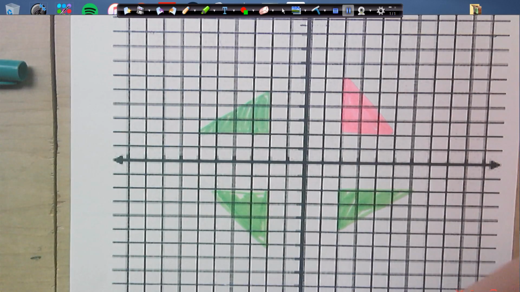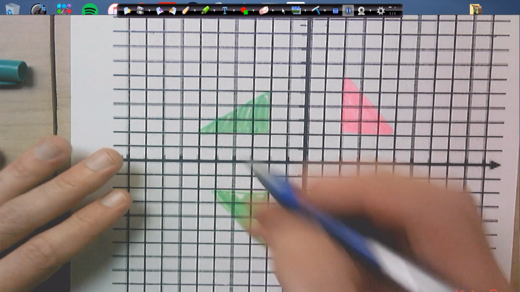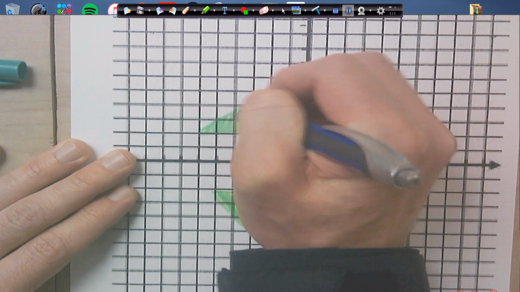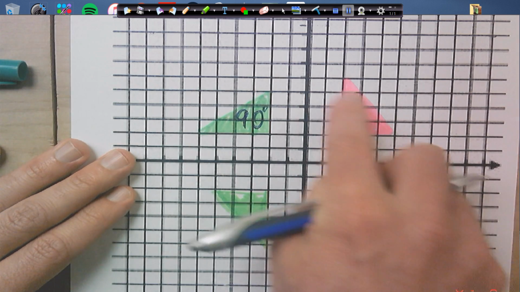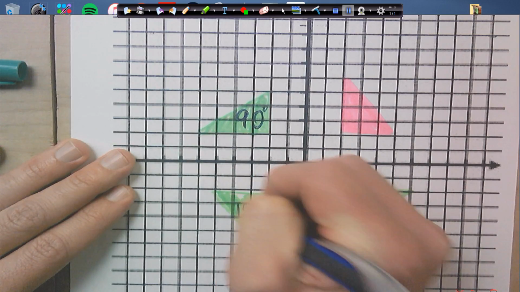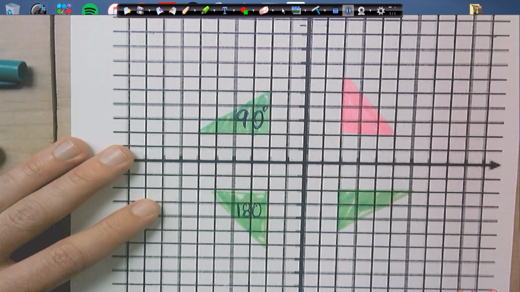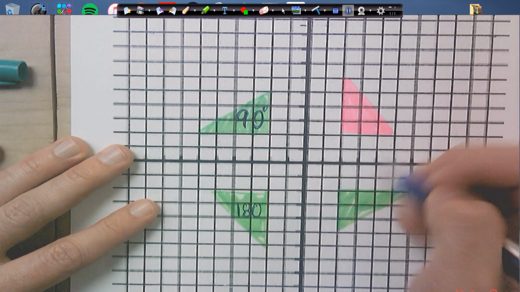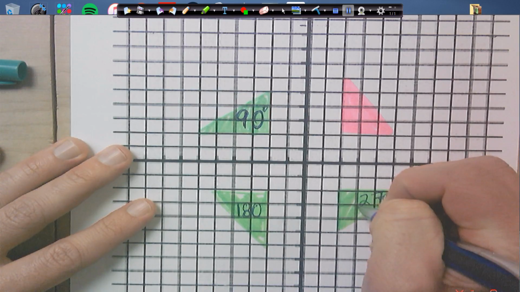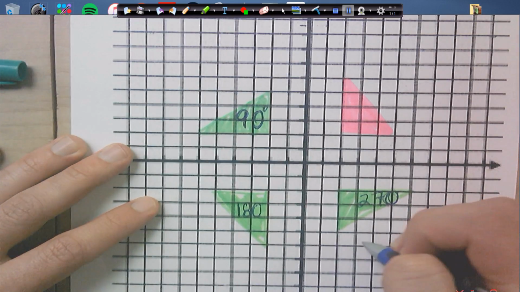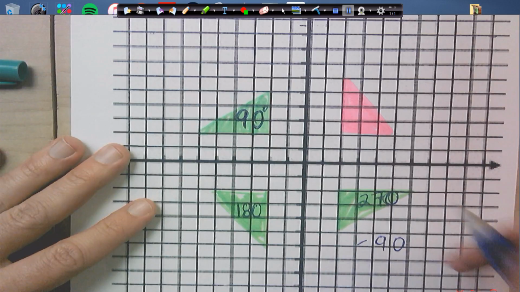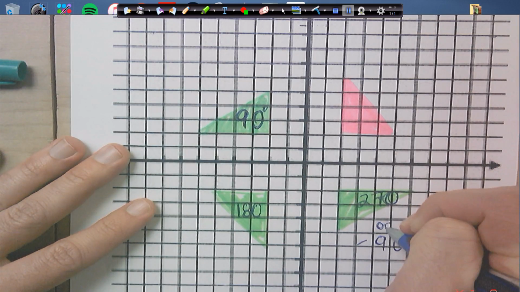So those are all of our different ones, and I'm going to mark those real quick. So this one right here is our 90 degrees rotation. Okay, positive, we're going counterclockwise. This is 180 degrees. And then we go one more over here, and we can actually call this 270, or we can actually also call this a negative 90 degrees. So either one of those would actually work.